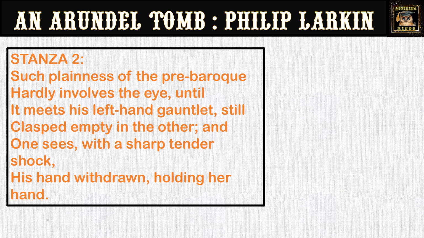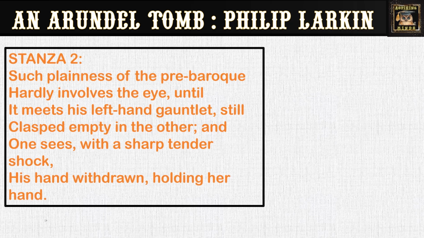So the simplicity may not immediately capture one's attention until the observer notices the Earl's left hand gauntlet, which is empty. The gauntlet was once holding something, and the observer realizes it was holding the Countess's hand. The realization of the gauntlet's emptiness brings out a tender shock to the viewer. The sculpted hand, which is now empty, once held by the hand of the Countess, reveals a deep connection.